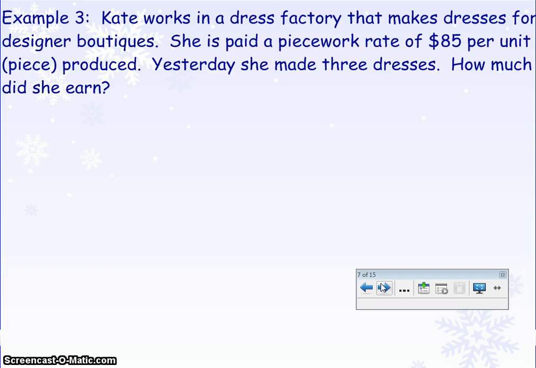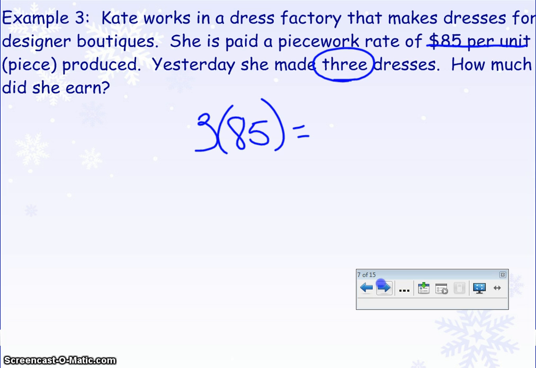Kate works at a dress factory that makes dresses for designer boutiques, and she's paid a piecework rate of $85 per unit. Piecework being another vocabulary word. Yesterday she made 3 dresses. How much did she earn? Well, she made 3 dresses. She gets $85 per dress, so she earned a total of $255.